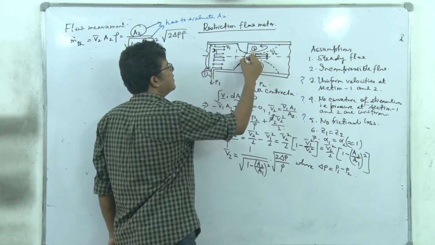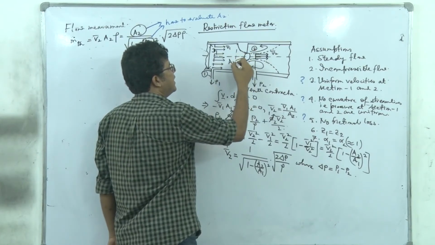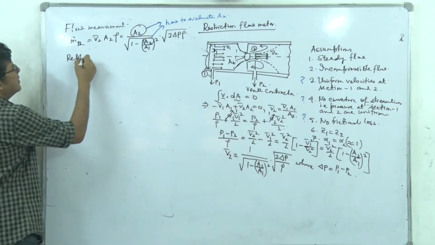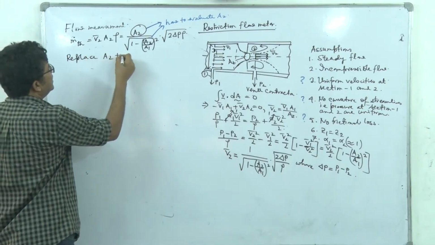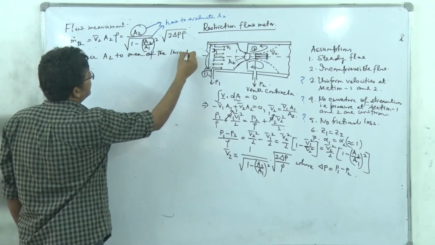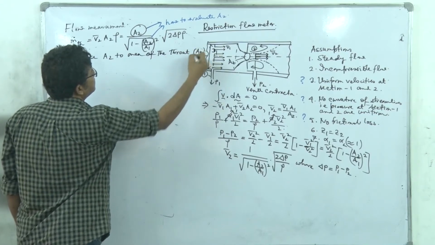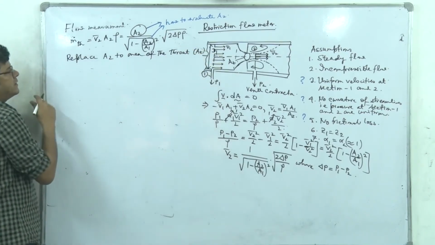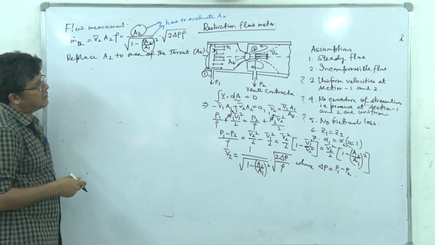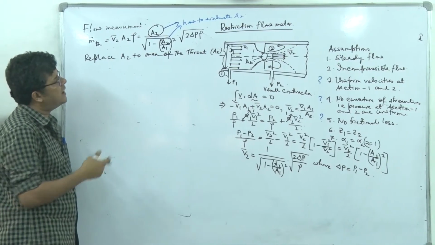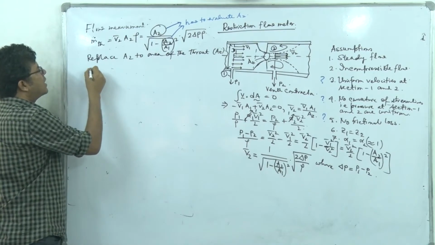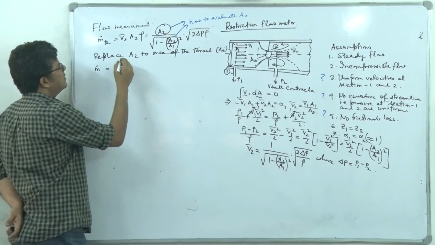This area is, let's say, 80, right? So replace A2 by the area of the throat, that is 80. Okay? At the same time, to mitigate the questionable assumptions and the replacement of A2 by AT, we have to put in a correction factor, right?